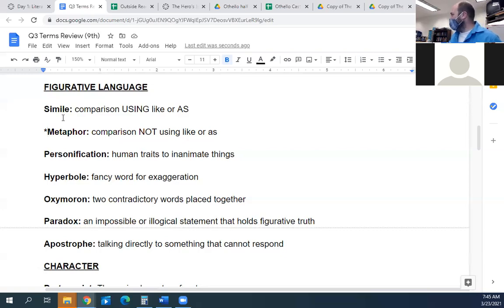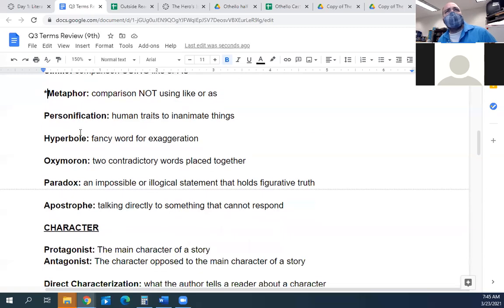He's making a metaphorical statement here. That's our way of saying he's not being literal. Figurative and literal are opposites. Personification, giving human traits to inanimate things. Hyperbole is just a fancy word for exaggeration. So go ahead and use the word exaggeration, but when you're writing, use the word hyperbole, especially if you're talking about a book and the author's doing it on purpose.